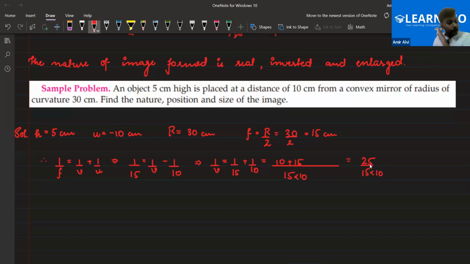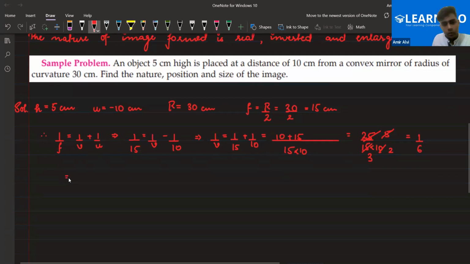So all these are basically multiples of 5, so it will cancel 5 times. This will cancel 3 times. And this will cancel 2 times. So it is coming out to be 1 by 6. Positive 1 by 6. So 1 by v is basically 1 by 6. If I take the inverse of it, it will be 6 centimeter. Clear, everyone? Yes.